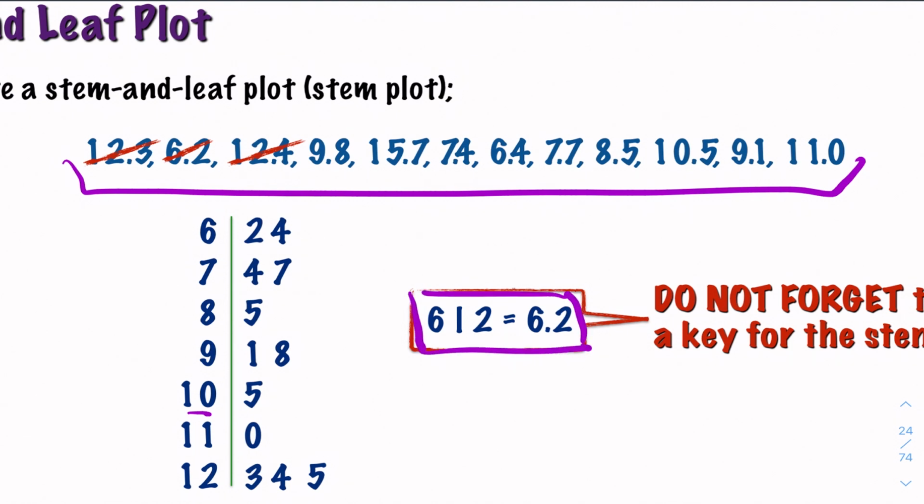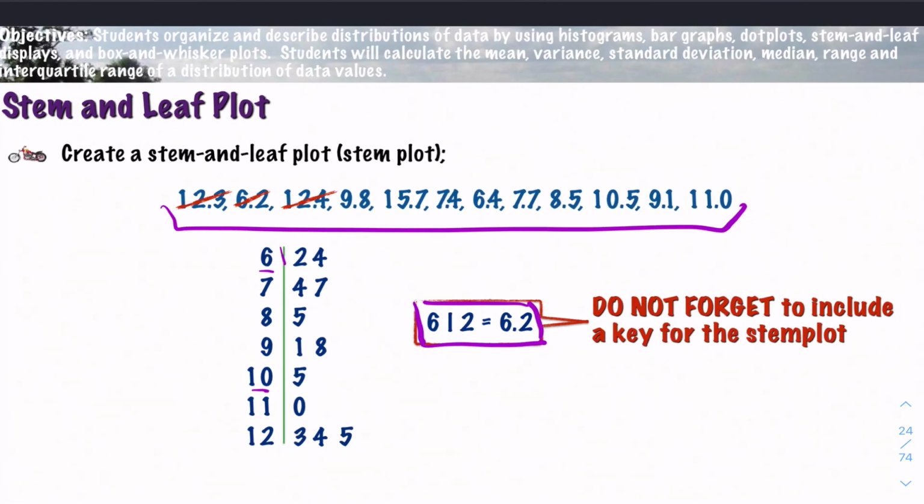So the way you would read 6.2 would be 6.2 in this case, and not 62. This is why a key is so important. So we give some context to what our data is representing.